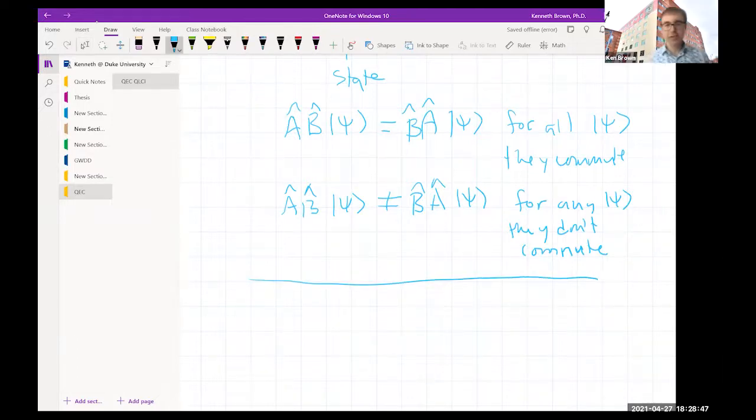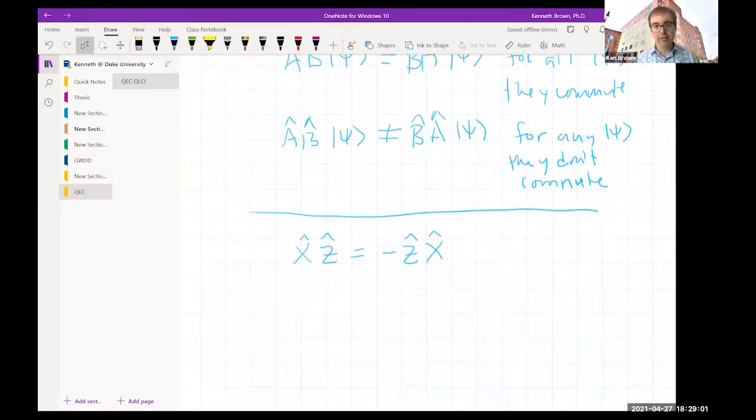Okay, that's generally true, but here's the key thing for today: XZ equals minus ZX. And this is true for any pair of Pauli operators. So we would say that X and Z don't commute.